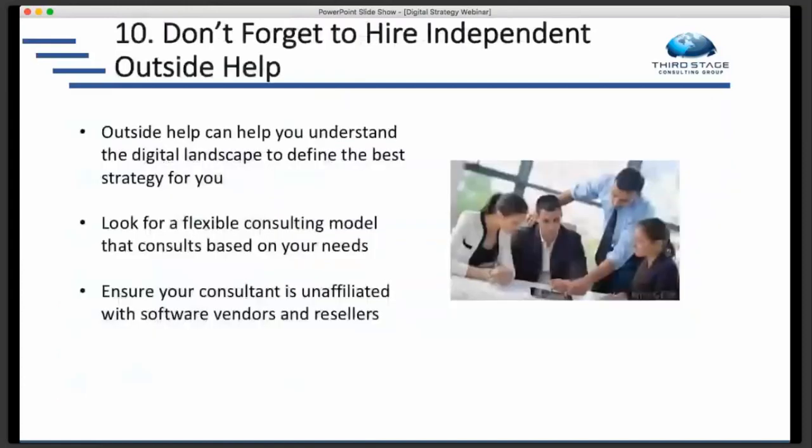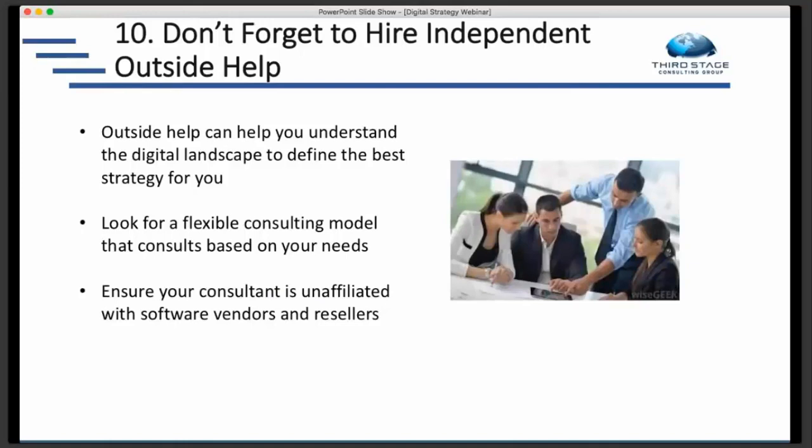And then finally, this isn't really a sequential thing. It's just something to consider along the way, and it kind of weaves in and out throughout the steps that we talked about, which is make sure you don't forget to hire independent outside help. A lot of this stuff you can try to do on your own, but it's going to be a lot more effective and efficient if you have that outside help.